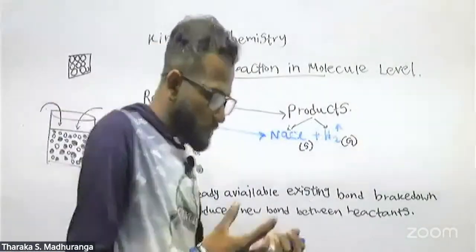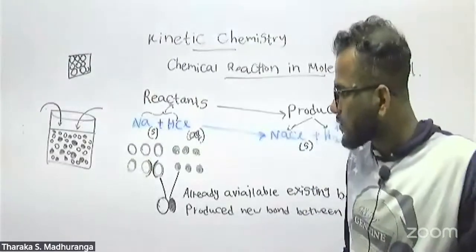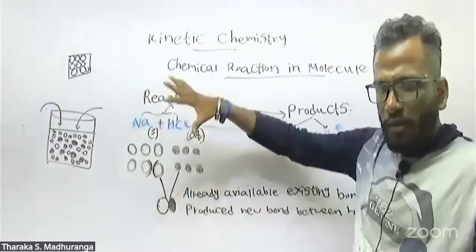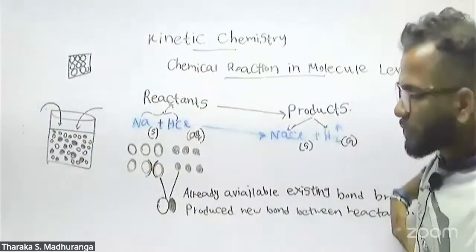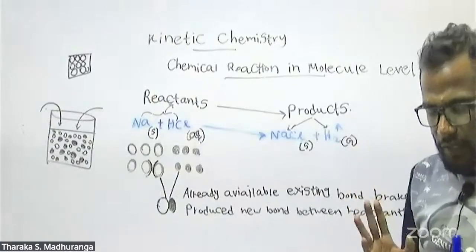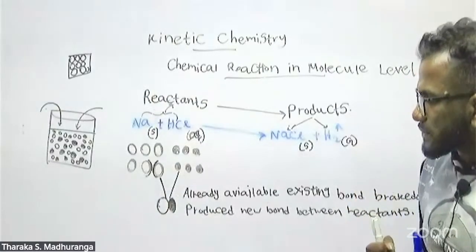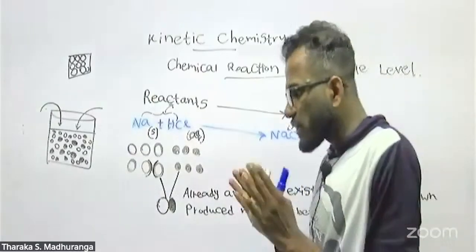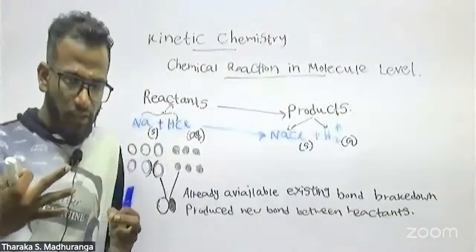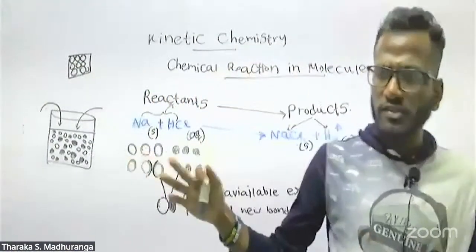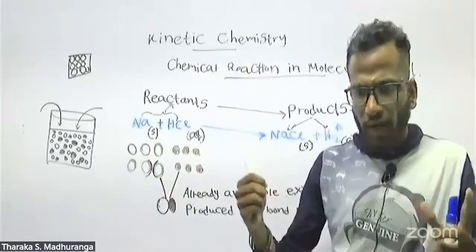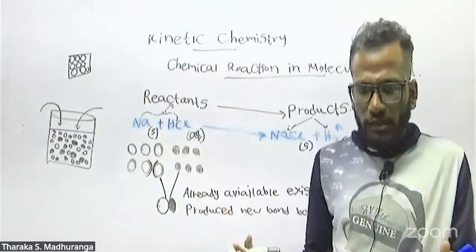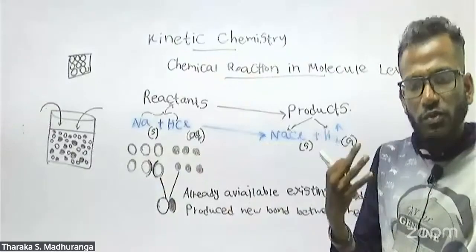What happens is the already available bonds break down when they collide, and produce new bonds. That's the thing you want to understand. When they produce new bonds and break down already available bonds, they should complete three main requirements. These three requirements are asked in every exam paper, in CQ questions, structured and essay papers, anywhere. Three main requirements should be fulfilled.